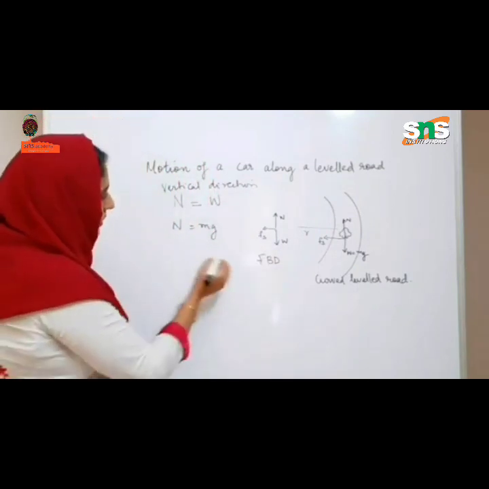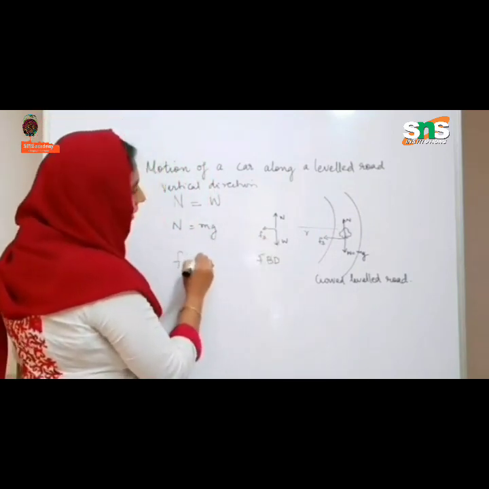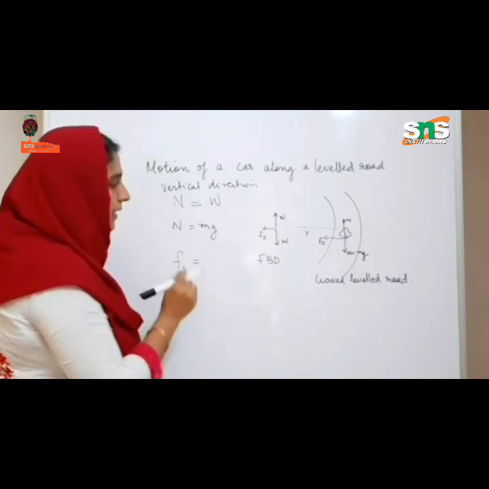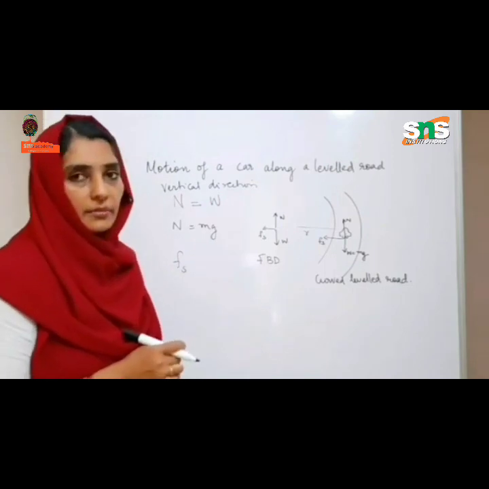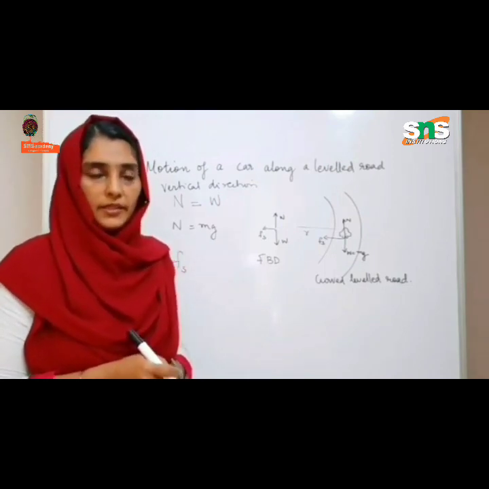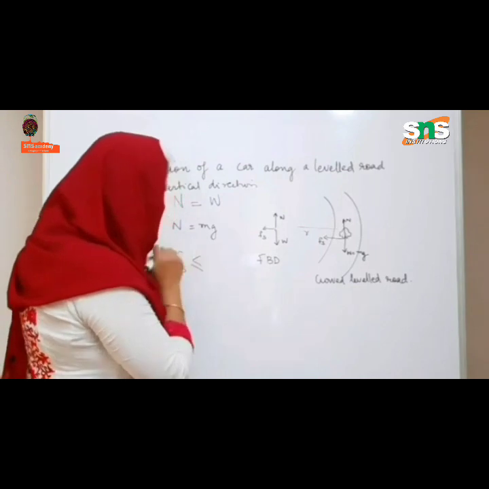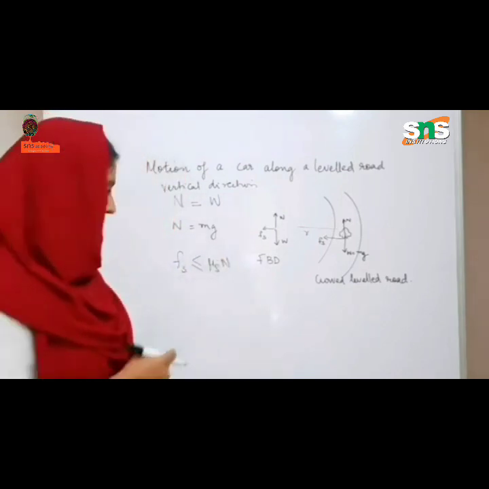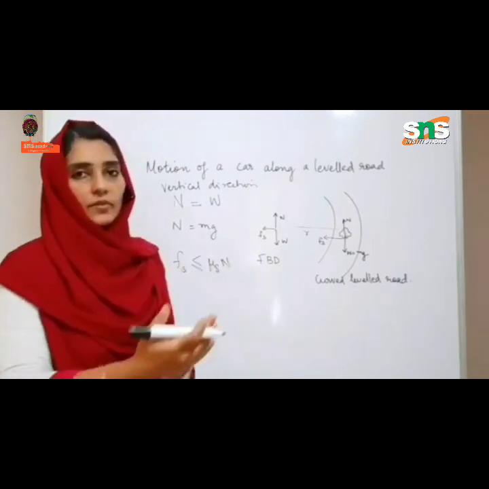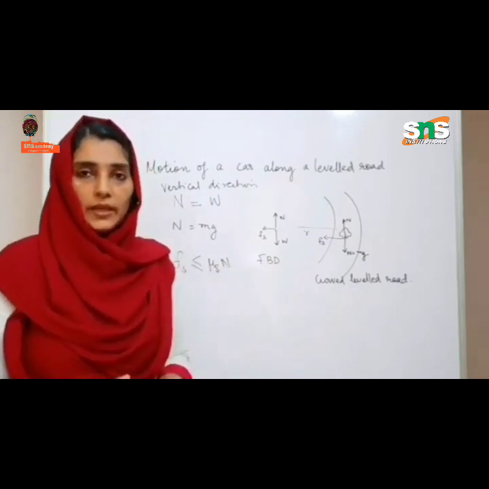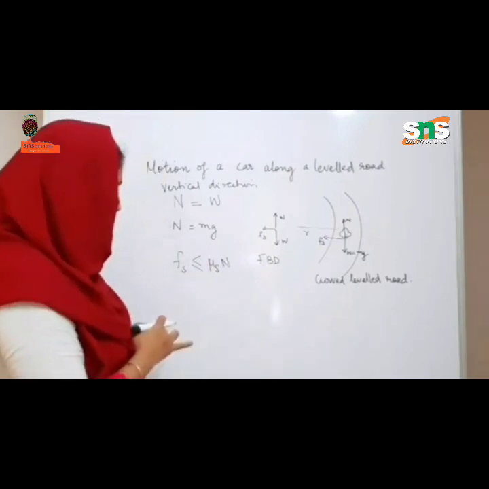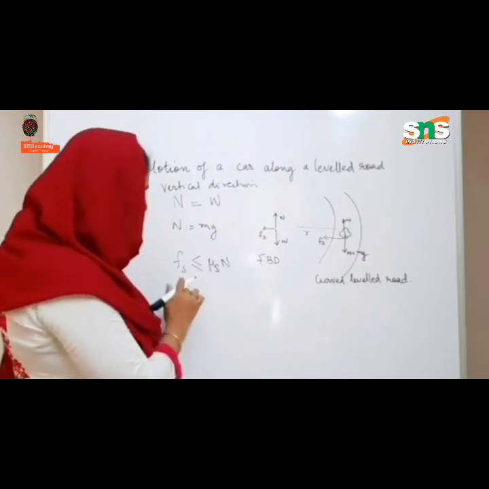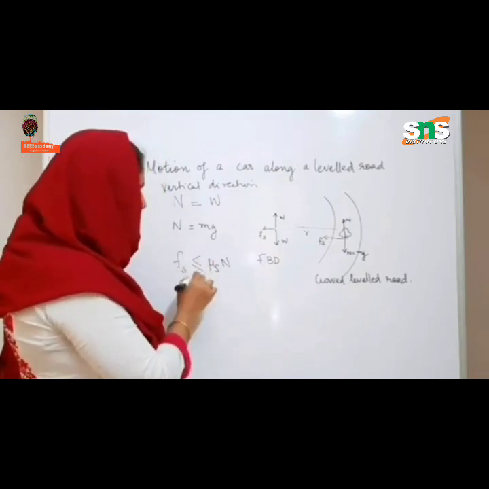So let us see what the frictional force is here, F, or you can also write it as Fs. We know the maximum value of frictional force is known as the limiting friction, and it can be less than or equal to mu s N. As we have to find the maximum speed, we always go with the maximum frictional force. So we have considered the static friction, and let us write it as Fs less than or equal to mu s N.